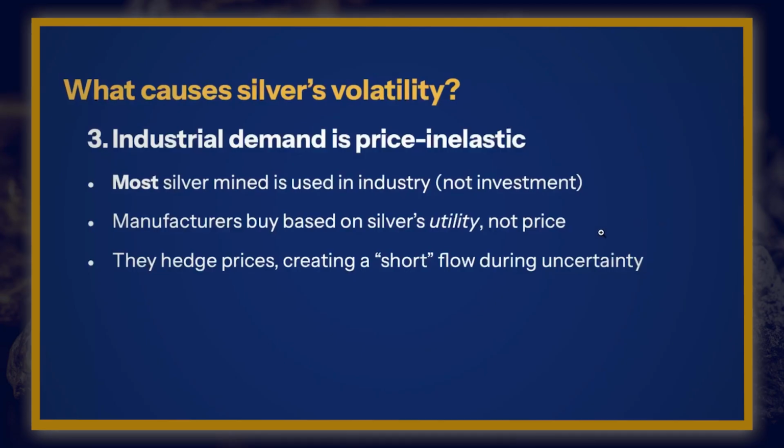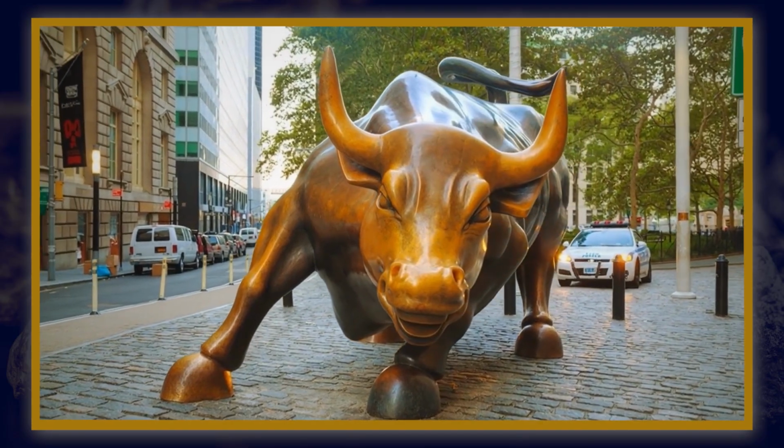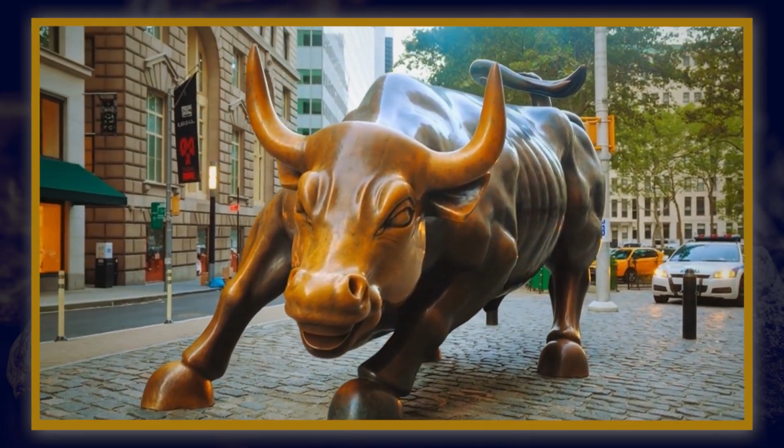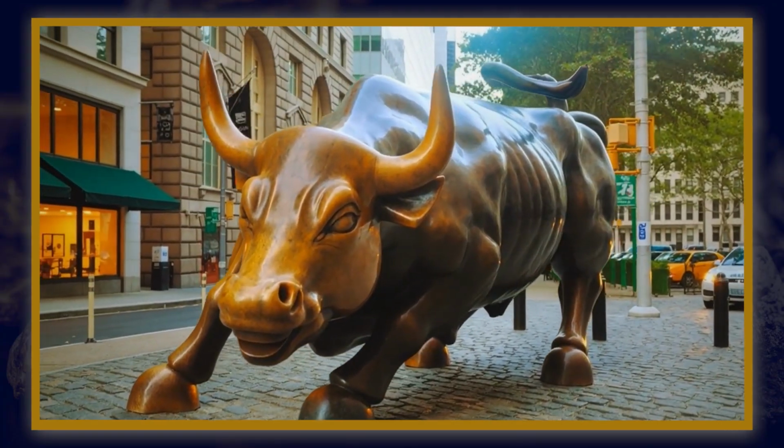So what do manufacturers do? Well, they hedge prices. They want to make sure that they're not paying too much or selling their silver product for too little. So they have all these different hedges, but that creates a short flow during uncertainty. So sometimes there's selling pressure, even though no one's bearish on the price of silver. All of these factors combine for price volatility, and this is coming from industrial demand.